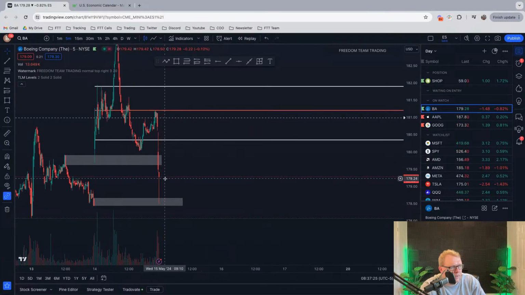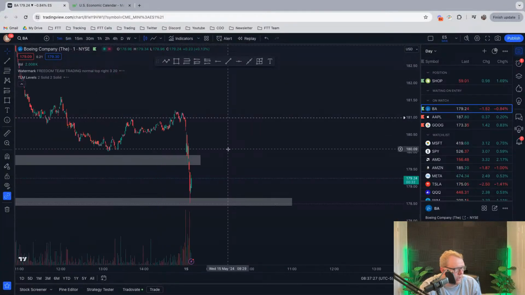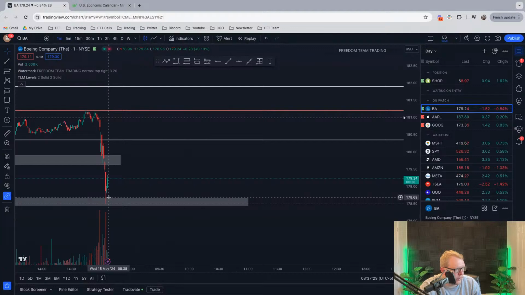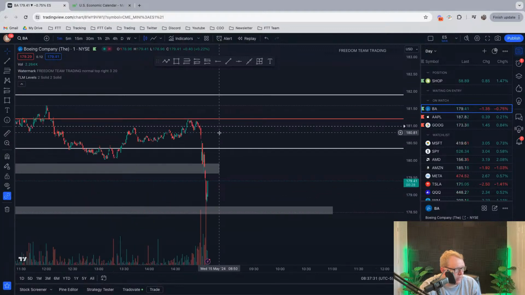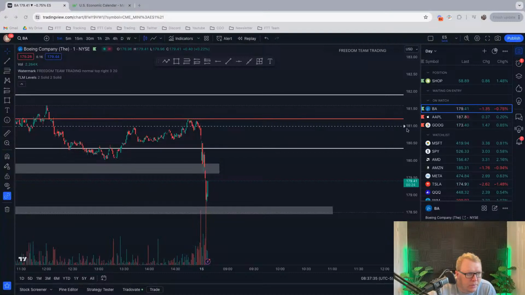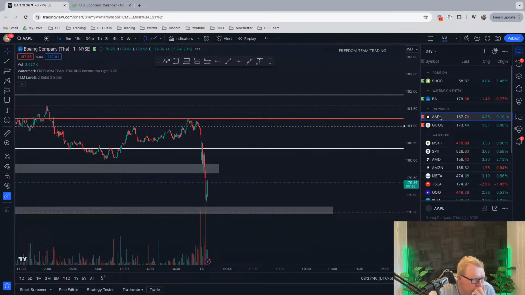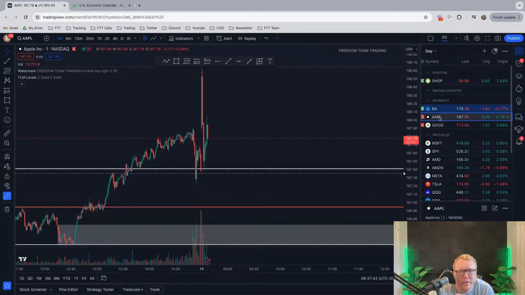Boeing bouncing from demand is kind of what I was looking for here. That's a good sign. Increase of volume coming into demand, really solid. Now we can get back in here. Could definitely rotate up. We'll get that position ready. Waiting on entry there. Don't have an OCO set. I guess that's technically not waiting on entry. Waiting on entry is OCO set.